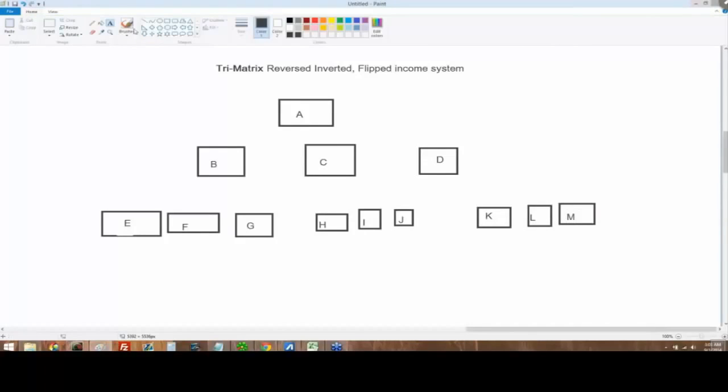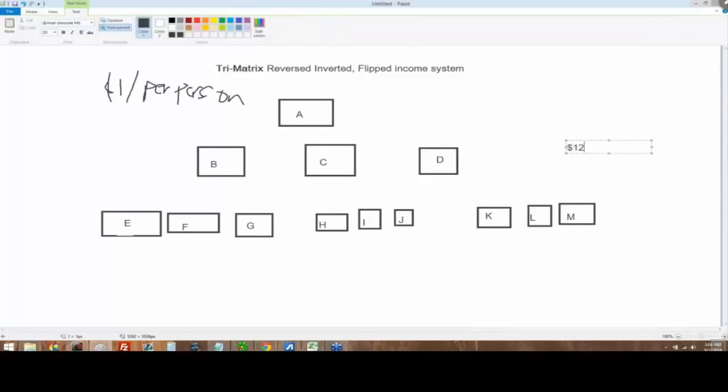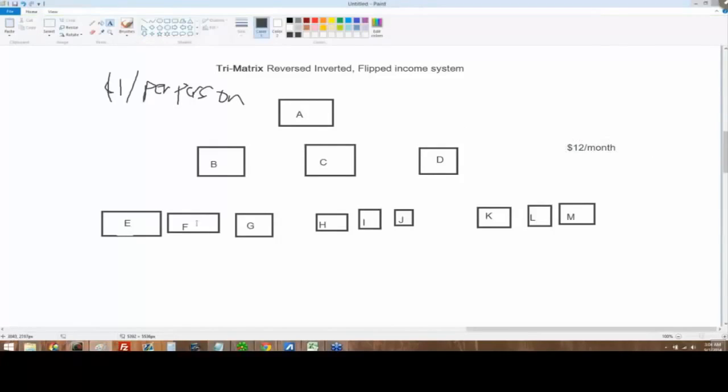Okay, here's what happens. A is going to get $1 per person in this matrix, regardless of who referred them. So A in this case is going to get 1, 2, 3, 4, 5, 6, 7, 8, 9, 10, 11, $12 right away per month per person. B is going to get 3, C is going to get 3, D is going to get 3. It doesn't matter who referred everybody. It doesn't matter if A referred nobody beyond B. And it doesn't matter if A even referred B. B might have been referred by somebody else above A in the company.